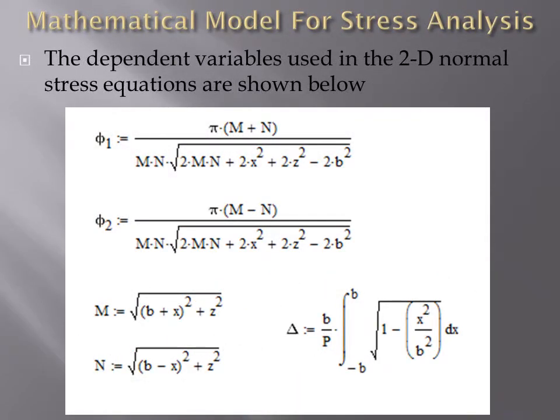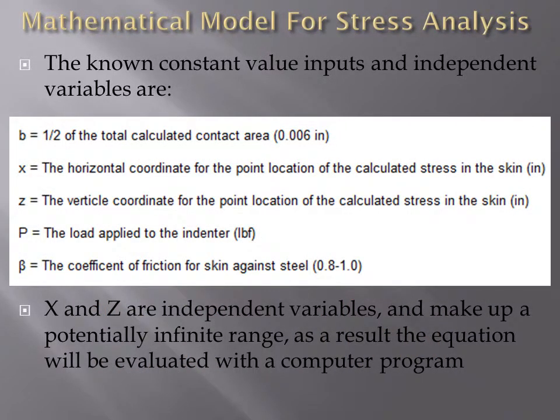The variables used in the previous equations are defined in detail here. All the known constants are listed as well as the two independent variables x and z. Since the equation is a 2D model, the input requires two independent variables. The coefficient of friction used is for skin on steel, a close approximation given the construction of the Gomco clamp.